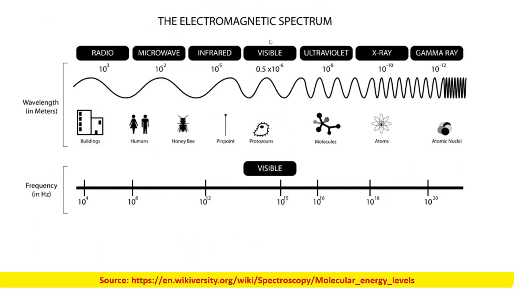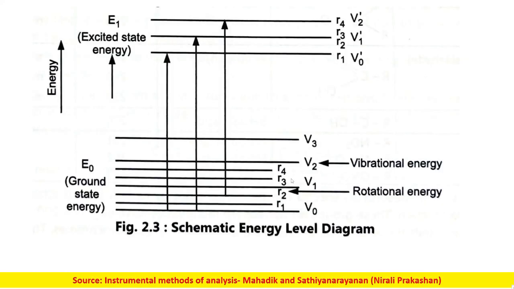Now if you go back, in visible and ultraviolet we have electronic transitions. In infrared, we have the vibro-rotational energies associated with infrared spectroscopy, in both types of infrared spectroscopy, near IR and mid IR. So as there is a change in the energy level, the type of interaction of the electromagnetic radiation with the matter changes. It may be an electronic transition, a vibrational transition, or a rotational transition.